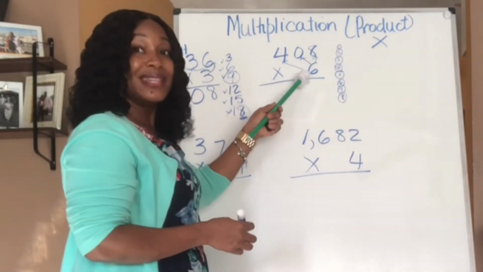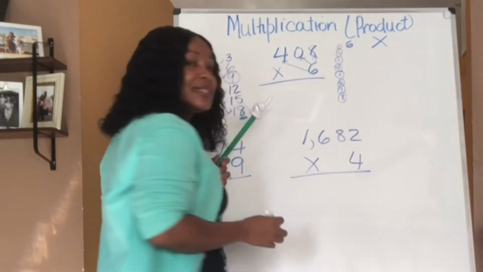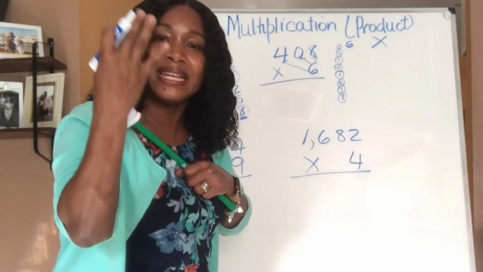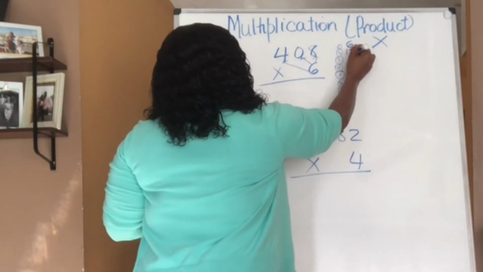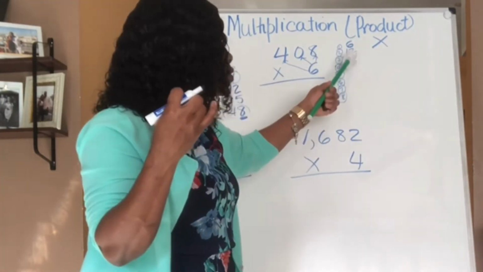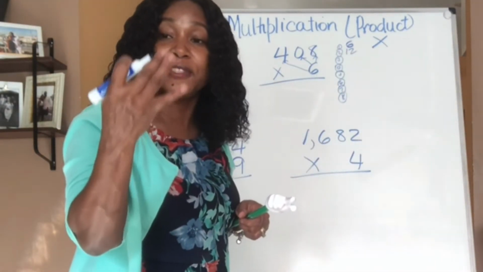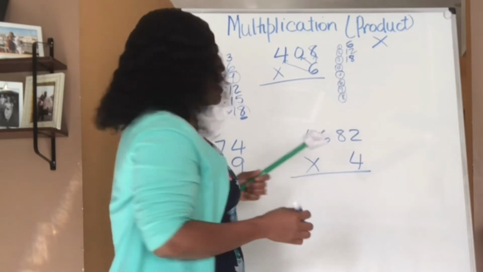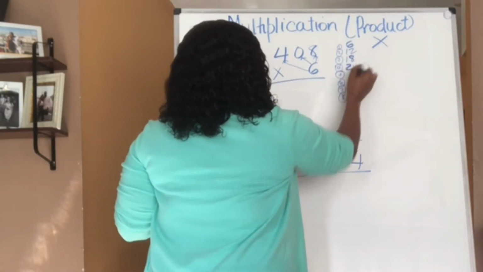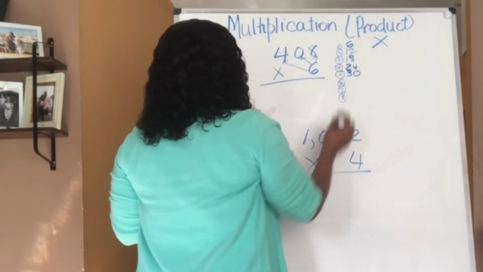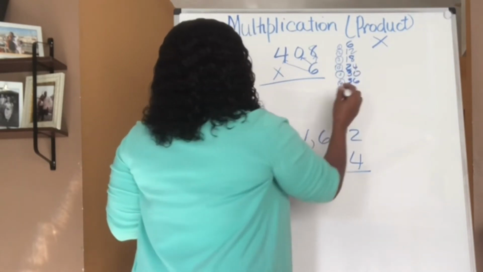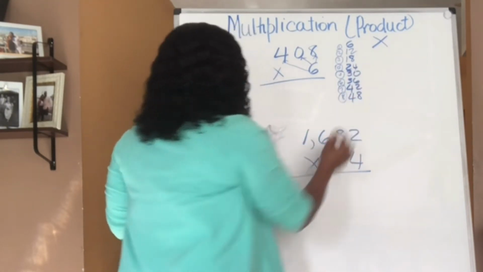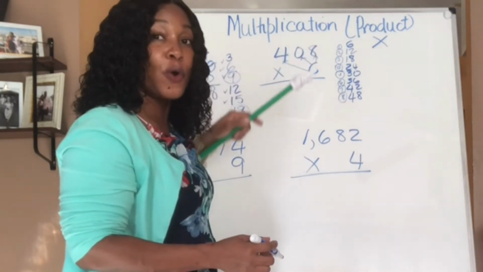So we're starting with 6. So the first step is to write your 6 down. Then you're adding 6 more. So 6, 7, 8, 9, 10, 11, 12. Then you add 6 more to 12. So 12, 13, 14, 15, 16, 17, 18. And you keep doing that until you get to the 8. So 18 plus 6, that's 24. 24 plus 6, that's 30. 30 plus 6 is 36. 36 plus 6 is 42. And 42 plus 6 is 48. It means that 6 times 8 is 48.